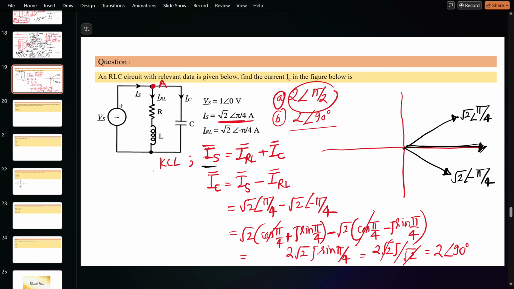Suppose I am taking this as a reference, it means that in the anti-clockwise direction it was positive plus pi by 4. It means 45 degrees. But when it is negative, it means that you should take the minus direction here. Means when it was rotating anti-clockwise, now it is rotating clockwise. Okay, minus pi by 4.